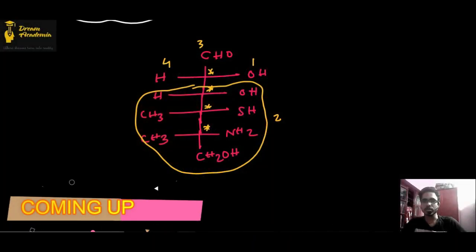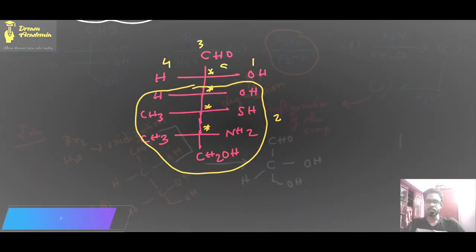This is 3 and this is 4. So the rotation is which way? This is the clockwise way. H is not in the bottommost position. So this becomes S configuration.